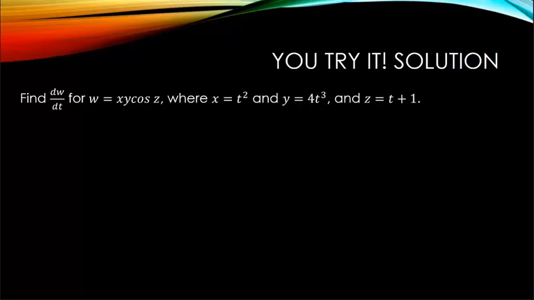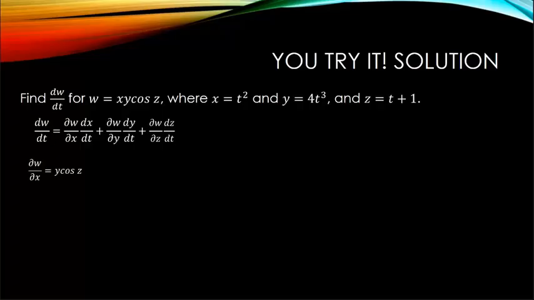I want to find dw/dt, and w is a function with three independent variables. So I'm going to use dw/dt is equal to the partial of w with respect to x times dx/dt plus the partial of w with respect to y times dy/dt plus the partial of w with respect to z times dz/dt. The partial of w with respect to x is y cosine z. dx/dt is 2t. The partial of w with respect to y is x cosine z. dy/dt is 12t squared. The partial of w with respect to z is negative xy sine z, and dz/dt is equal to 1.